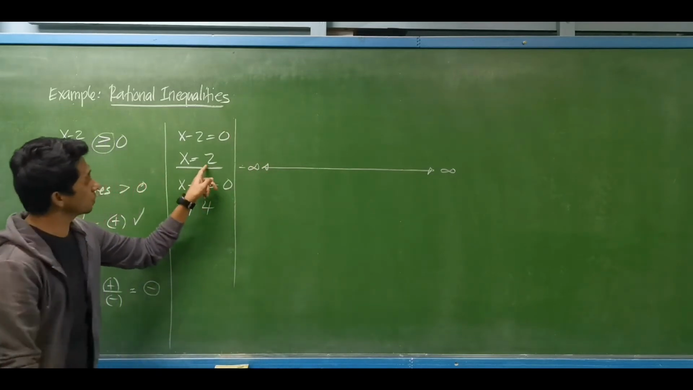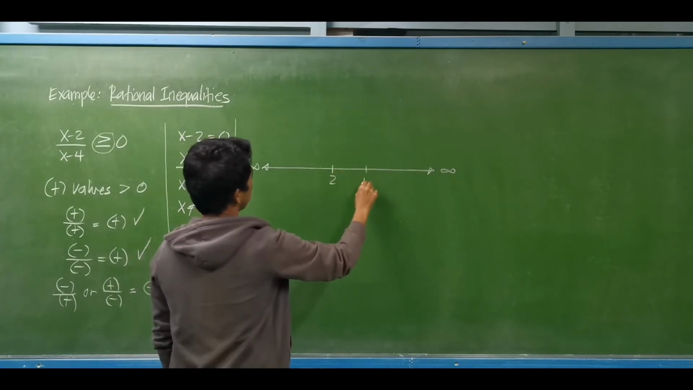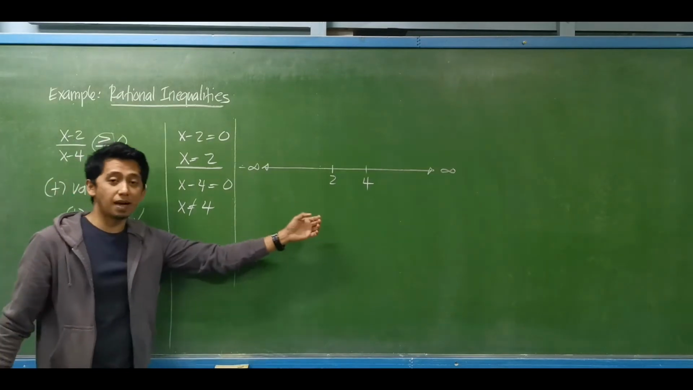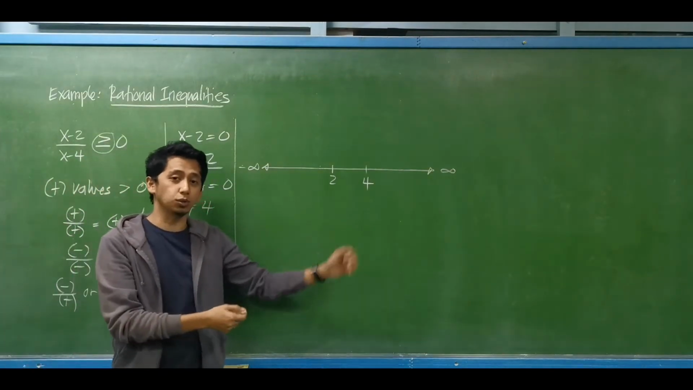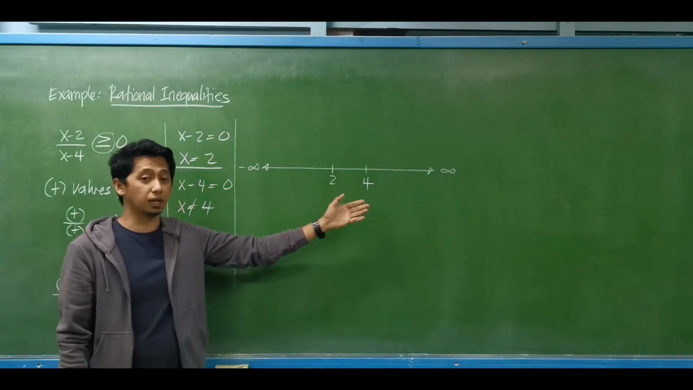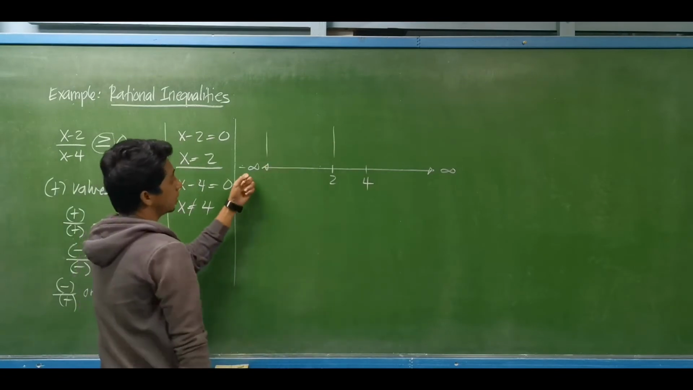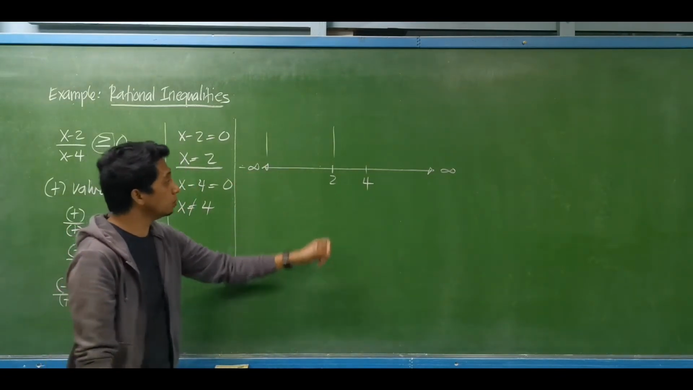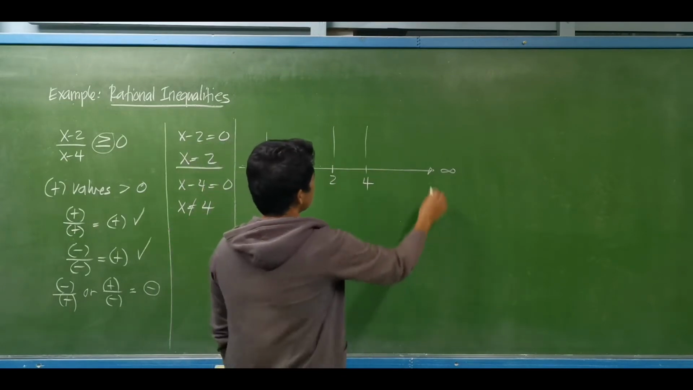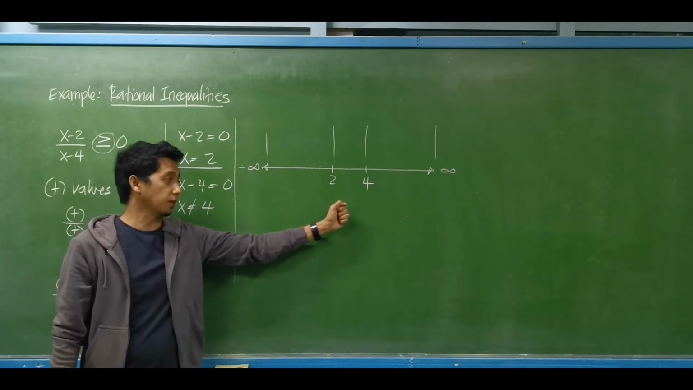our reference points are at x = 2 and at x = 4. Similar to quadratic inequalities, we will have 3 intervals this time. Our first interval is from negative infinity to positive 2. The second interval is from 2 to 4. The third interval is from 4 up to positive infinity.